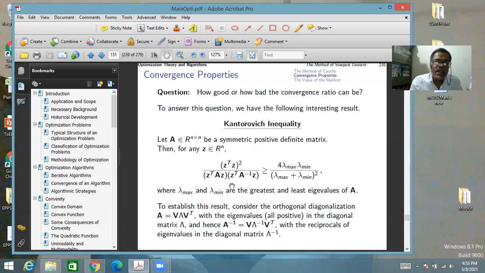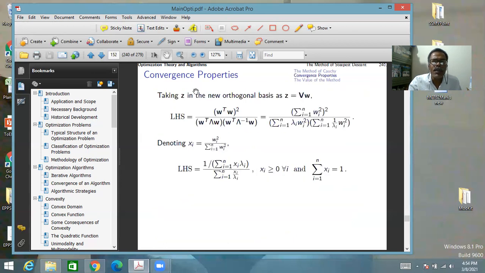Okay. So to establish this result, you first consider the orthogonal diagonalization of the matrix A. That is possible because it is symmetric, and all the eigenvalues come into play. So after using the orthogonal diagonalization, you put this expression for A, the corresponding expression for A inverse, and Z, the vector, also you represent in the basis V as V times vector W. Okay. So then this will be W transpose V transpose V W. V transpose V is identity, so that goes off. So here it will be W transpose W whole square. Here this whole thing will become W transpose lambda W. This will become W transpose lambda inverse W, and so on. So the left hand side will immediately reduce to this.